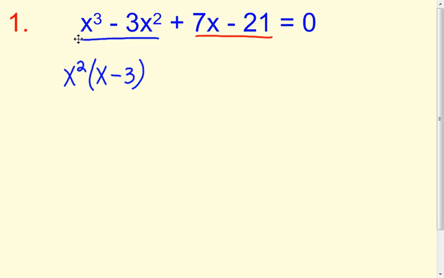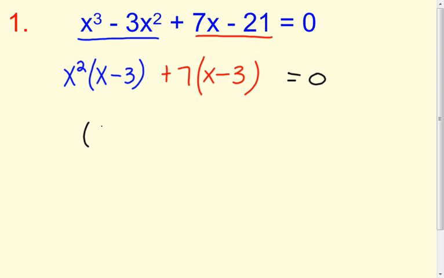And then you want to look at what I underlined in red, and what you can pull out of there is a positive 7. So if I pull a positive 7 out, 7 times x gives you positive 7x, and then 7 times negative 3 will give you the negative 21. Okay, and so you've got that equal to 0. Then I want you to notice that both terms, what's in blue and in red, have an x minus 3 in them. So you can think about factoring the x minus 3 out.